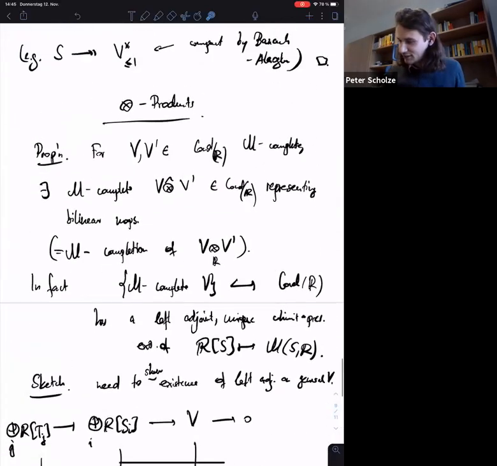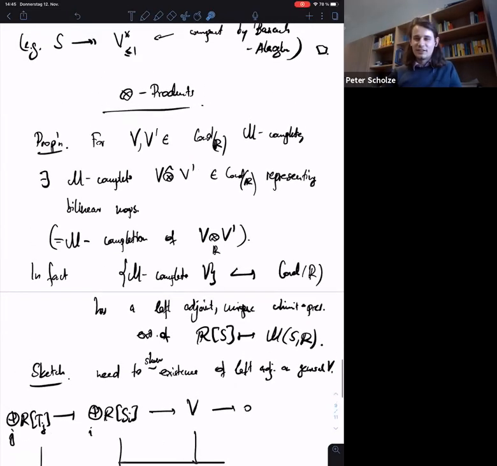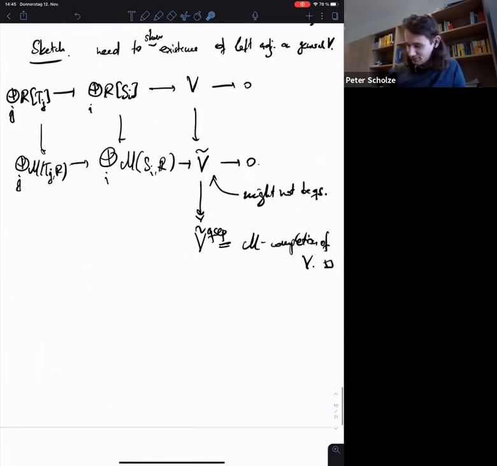So, the last thing I did here was introduce the tensor product on these m-complete objects. You just follow your nose and write down the definition. There's no surprise here. But there is a surprise if you read the classical literature on Banach spaces, because you will realize that there's a whole zoo of tensor products of Banach spaces. So here's the classical.